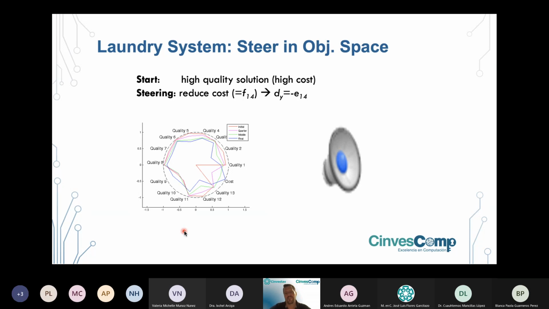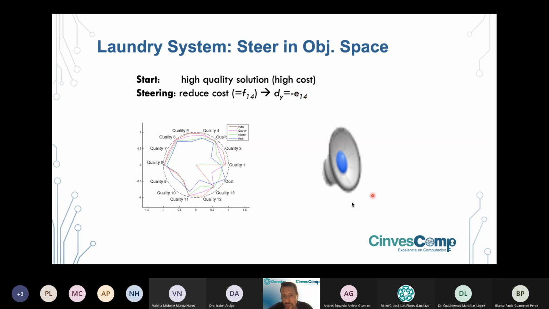The first animation, well, there are two different scenarios. Well, we don't know, cannot compute the Pareto front. So what we do is here, right? I mean, we start with a high quality solution, which has a high cost. So it's good, but expensive. So I say, what happens if we reduce the cost? So F14 is to be minimized. So the steering in objective space is minus e14. So you just see what happens if we decrease the thing.